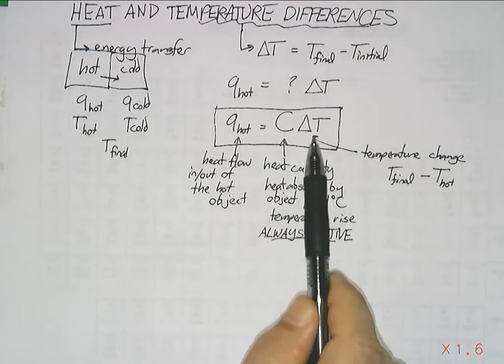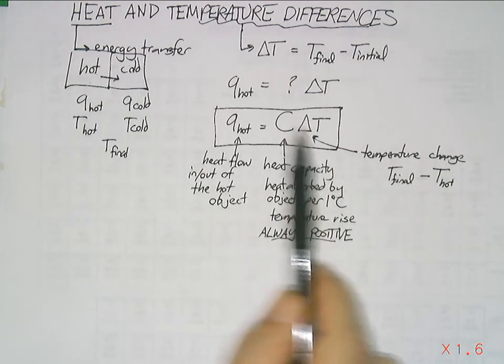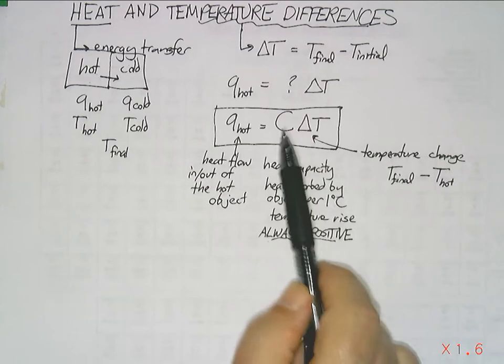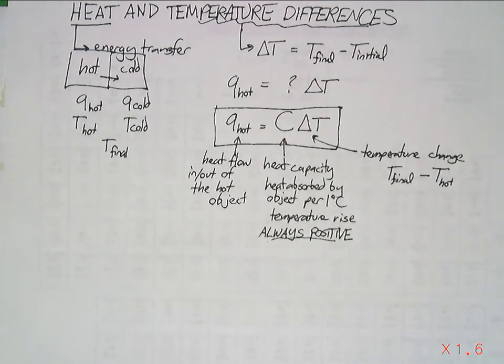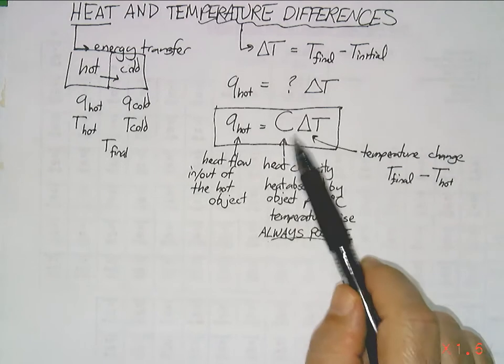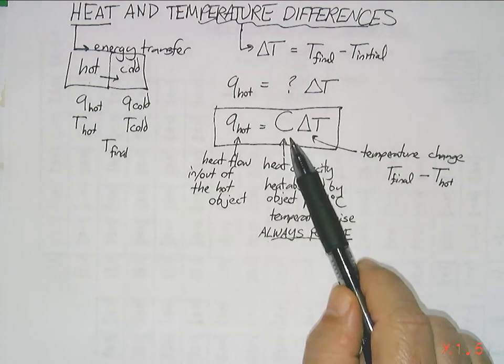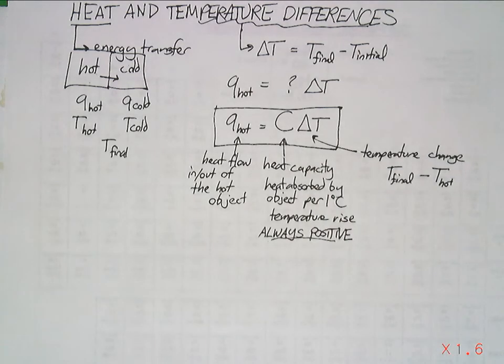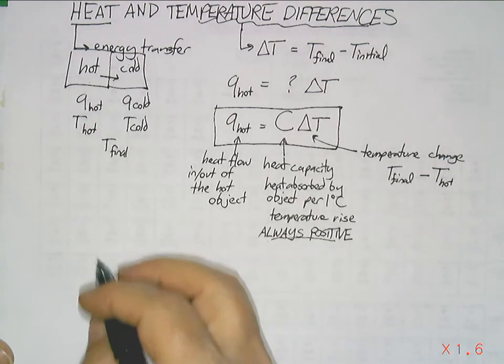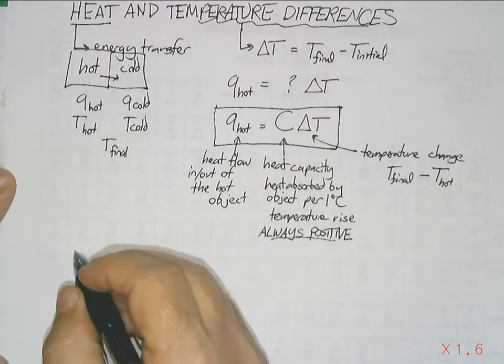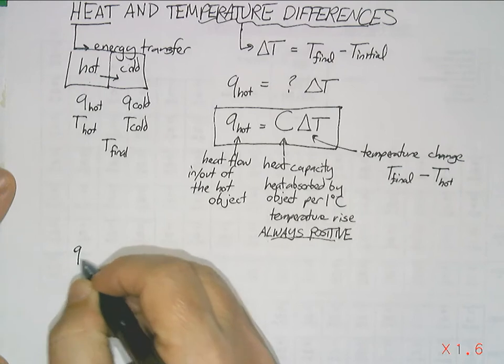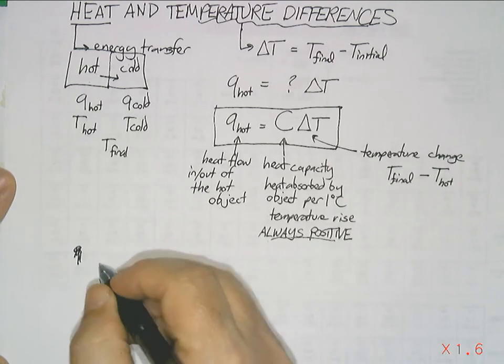Now, this equation, you could have another equation that would apply to the cold object. Its heat capacity might be different. This heat capacity is in general going to be different for every object. Suppose I've got a situation like this. I've got a hot object. Let's say some coffee.